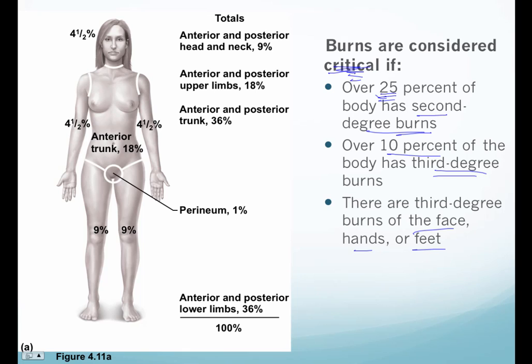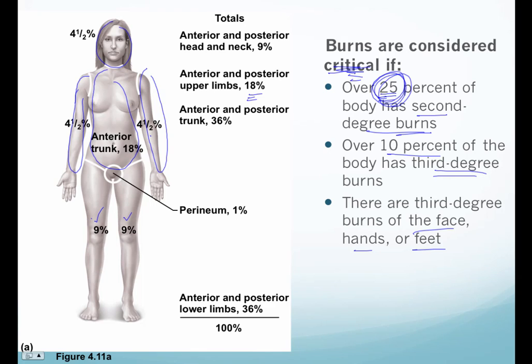So what do we mean by, and how do we calculate this 25%? So here each leg is considered 9%. The trunk, anterior trunk is 18. Anterior and posterior limbs is going to be 18 all in all. So 4.5 for front, 4.5 for back, 4.5 for front, 4.5 for back. All in all, that's going to be 18. Head and neck, anterior and posterior. So front, 4.5, back is 4.5.